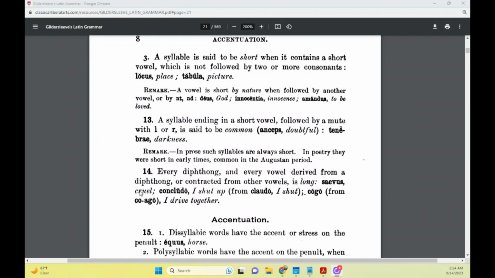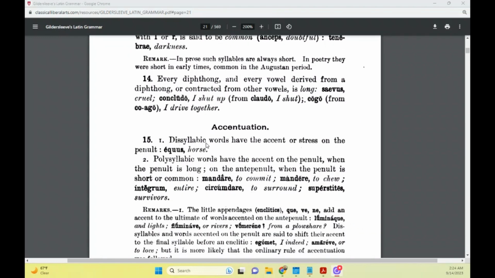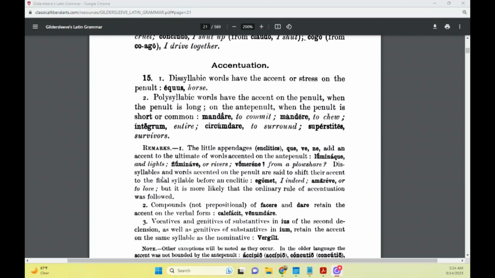Okay, so there's some examples for these rules. Disyllabic words are always accented on the first syllable. Polysyllabic words will be accented on the penult if the penult is long, or on the antepenult if the penult is not long. So pretty simple rules. Just take some practice and some time.